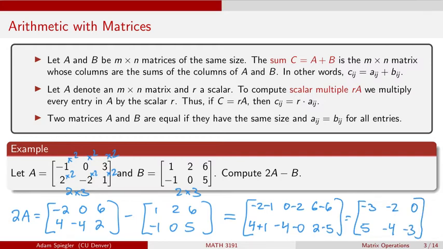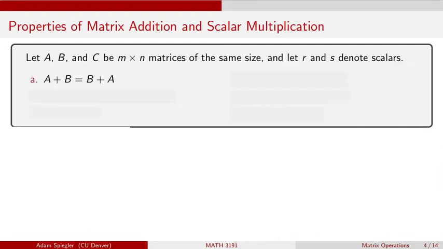So in the end, we wind up with a matrix of the same size, a 2 by 3 matrix, which I've written below. Okay, now that we've defined how we can add matrices and multiply a matrix by a scalar, let's comment on some properties that these operations would satisfy.